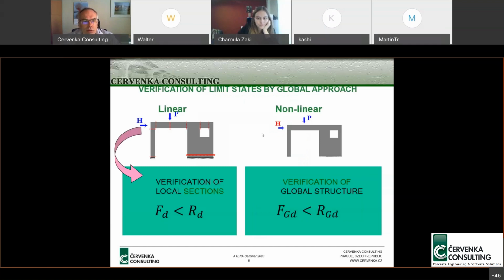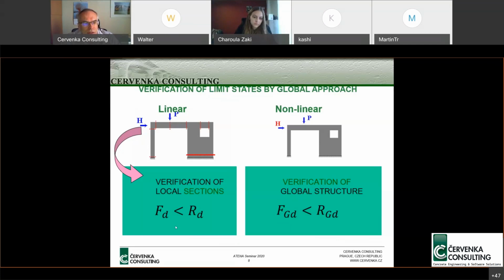Okay, now let's talk about limit state verification by this global approach. Let's see how it compares to the classical approach which we typically use nowadays in the design of reinforced concrete structures. We have a structure, this figure on the left top. We apply some loads on it, some load combination corresponding to design load combinations that we have to verify. And then we typically check the most critical sections.